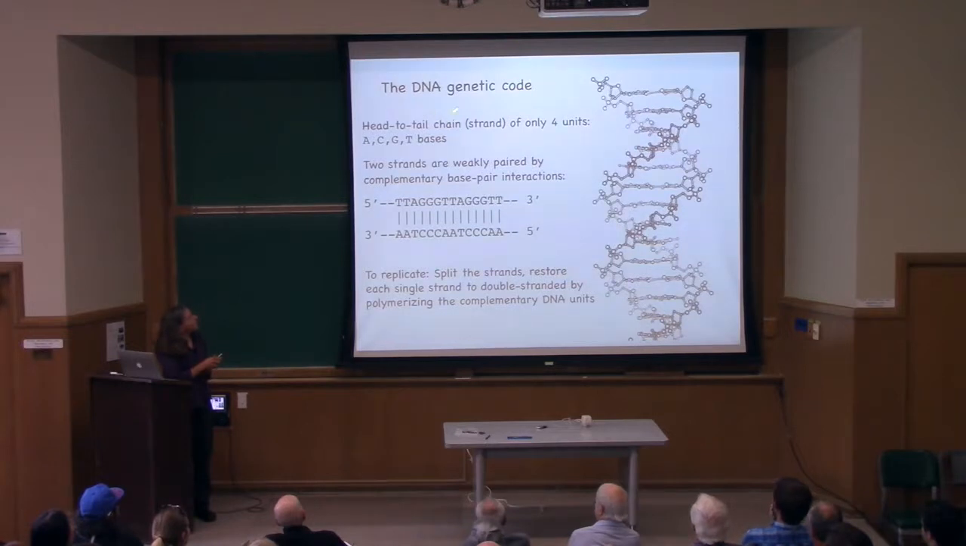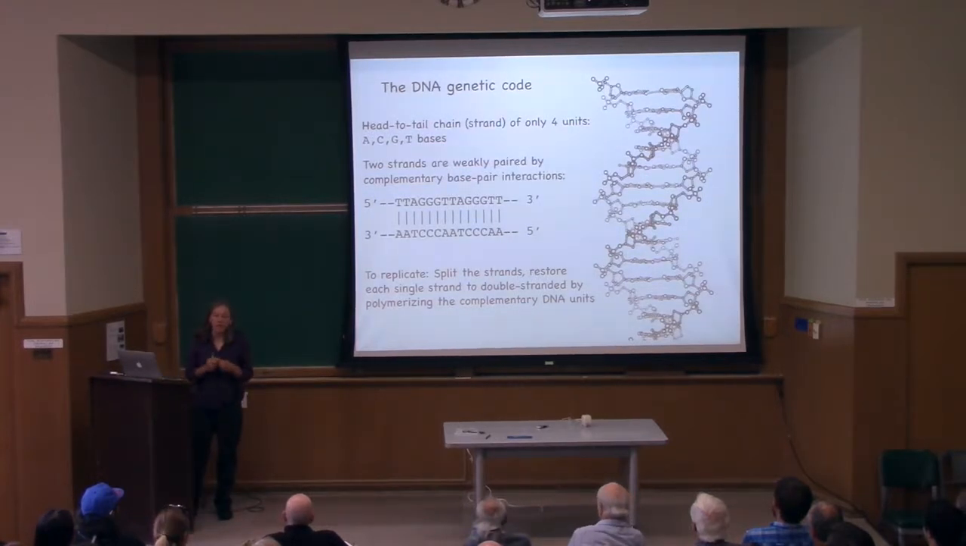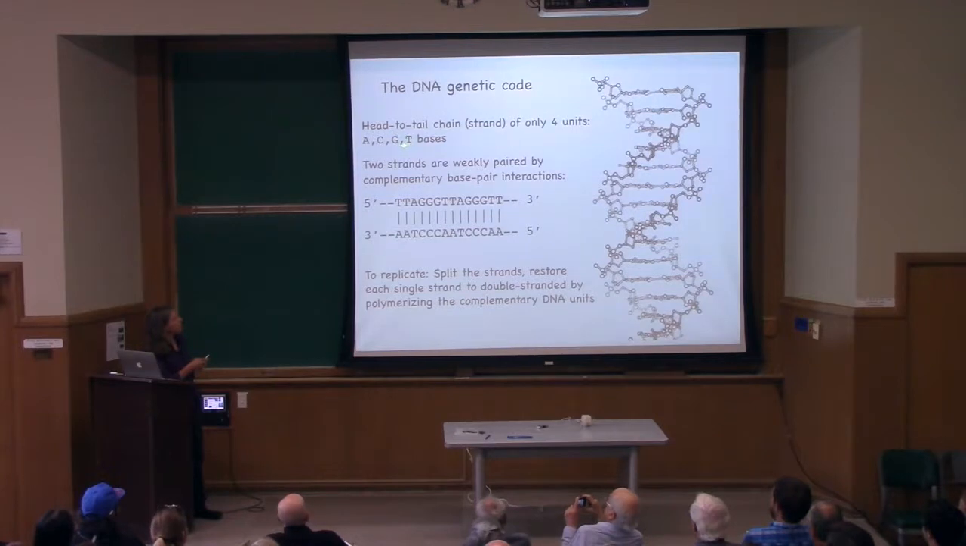The DNA genetic code, as you most likely all know, has four bases. And these four bases are polymerized as head-to-tail chains. The four units, obviously, not that much information, but if you read the chain in groups of three or four or five or six pretty rapidly, you get to quite a complexity that can be encoded by these four bases.